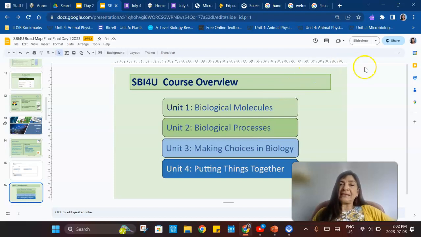So our course consists of 4 units. Unit 1, biological molecules. Unit 2, biological processes. Unit 3, making choices in biology. It's a project-based or research-based unit. And Unit 4 is putting things together, which is the culminating task.